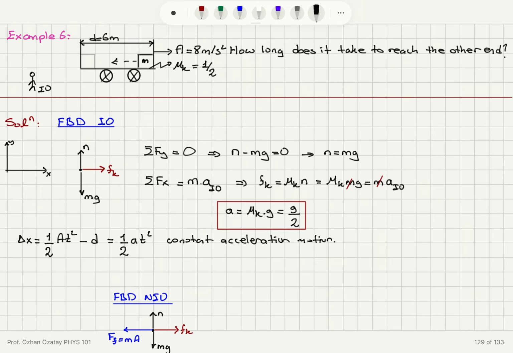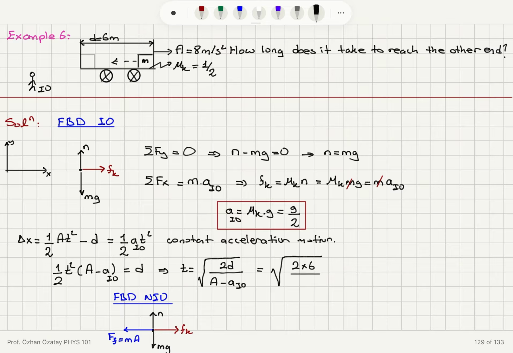And therefore, we see that 1 over 2 t squared times parentheses capital A minus a is equal to d. So then we find that the time it takes to complete the motion is square root of 2d divided by capital A minus a, the acceleration reported by the inertial observer. So if we plug in the numbers here, square root of 2 times 6 meters divided by 8 minus 9.8 divided by 2, which is 4.9. So we find roughly 1.97 seconds as the answer to complete this motion.